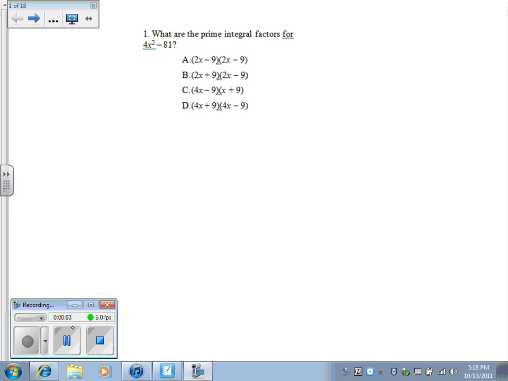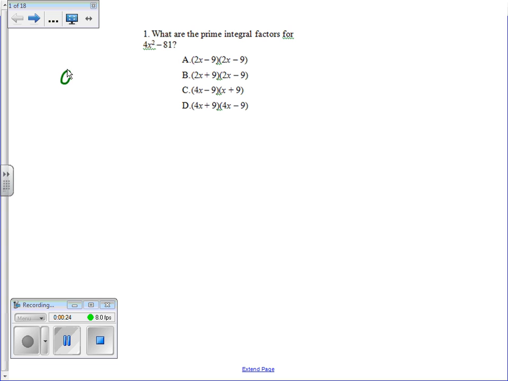What are the prime integral factors for 4x squared minus 81? I have a binomial. I have subtraction. I have an x to the second power. So I'm going to see if I can get this to be the difference of two squares, a squared minus b squared.